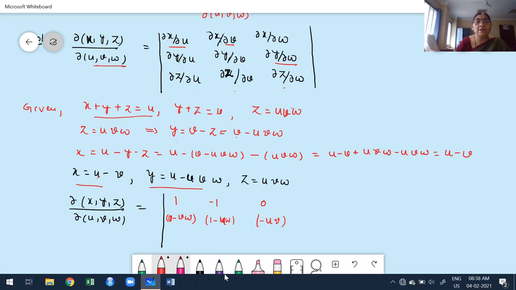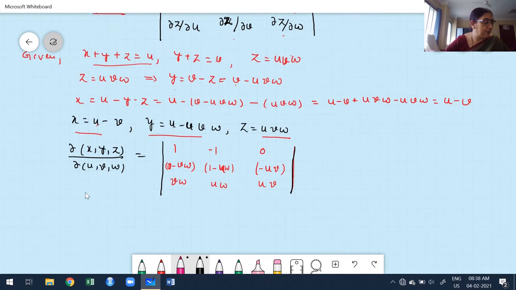Next, move to z. What is my z? z is nothing but uvw. With respect to u, vw is constant into 1. With respect to v, u and w are constant, v is 1. With respect to w, uv is constant into the derivative of w with respect to w, which is equal to 1. This way I have to find the first order partial derivatives of x, y, z with respect to u, v, w.